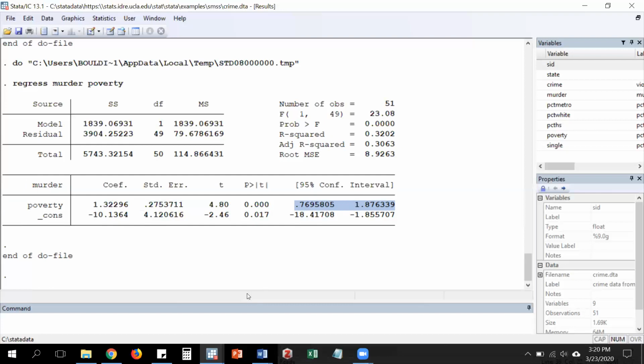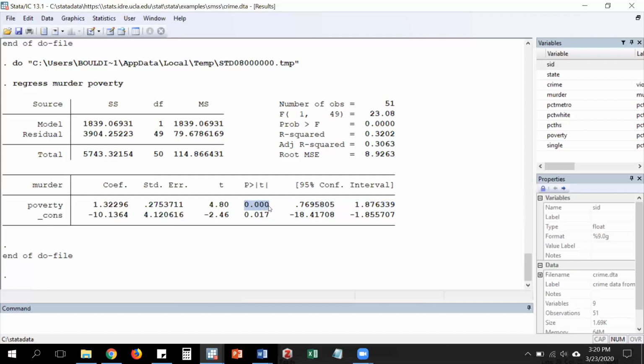So if you recall, the null hypothesis for this test is that the poverty rate does not change the murder rate. That's our null hypothesis for a linear regression model. And if that were true, we would expect this coefficient to be 0. So the fact that this confidence interval does not include 0 is a pretty good indicator that we're going to reject our null hypothesis. Our null hypothesis, our 0, is not within that confidence interval range. And so most likely it is not true that there is no difference in the murder rate based on the poverty rate in a state.